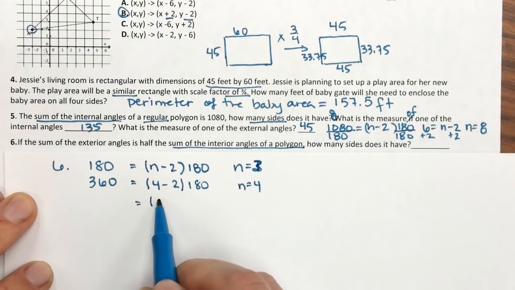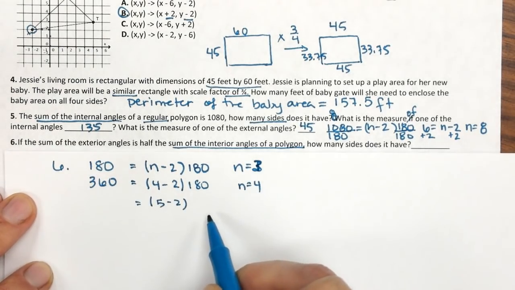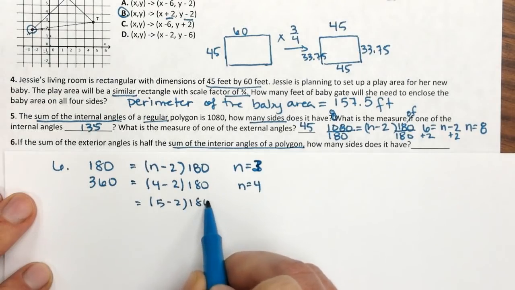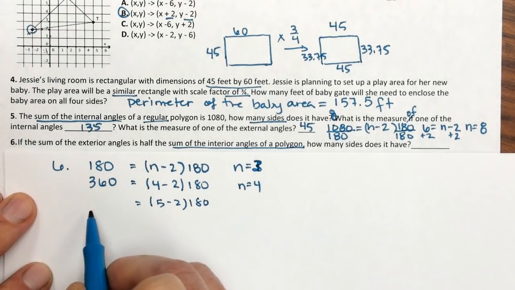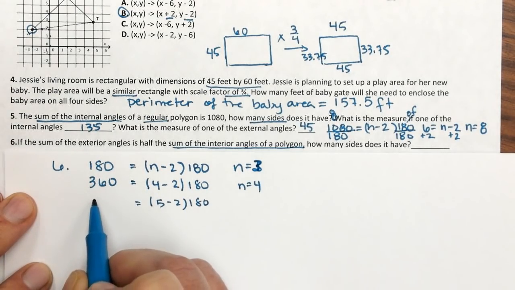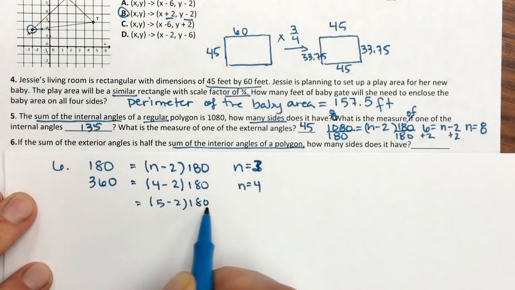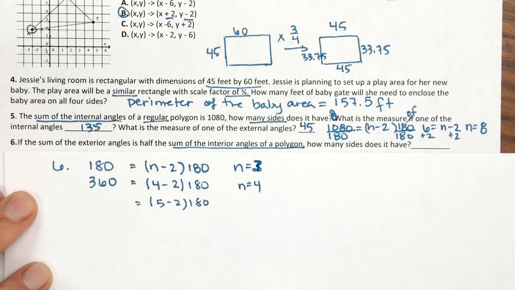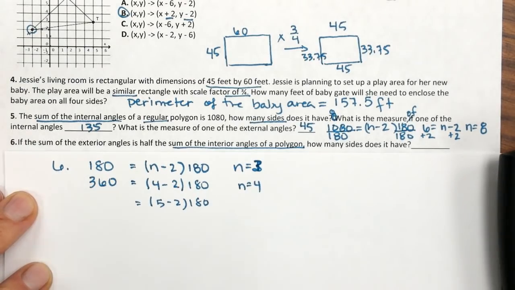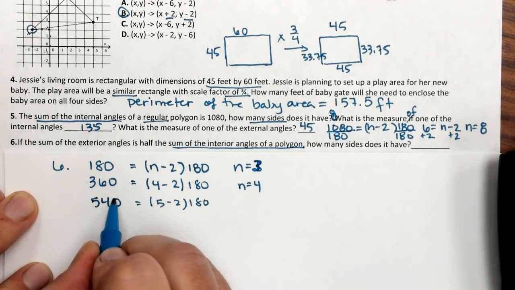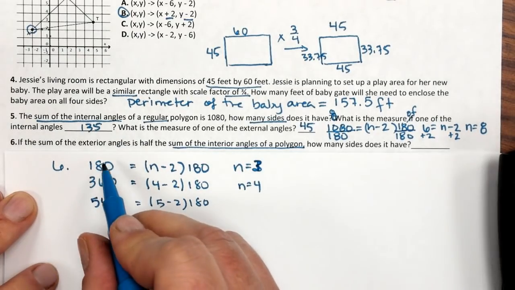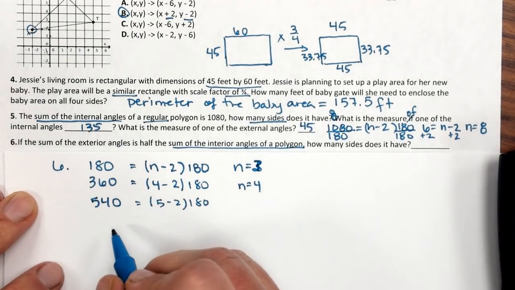Then our next one, and this is in your book, 5 minus 2 times 180. So the next one is 3 times 180, and 3 times 180, you can see on your calculator, is 540, right? And then you can keep going. Okay, so these are our possible internal angles.